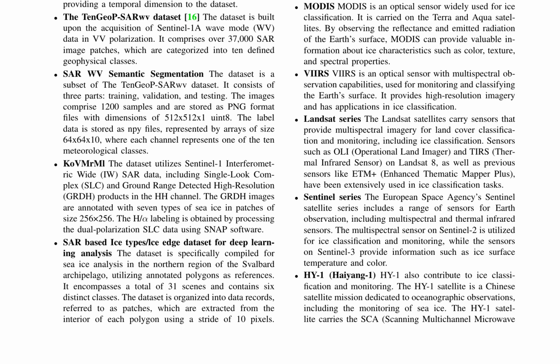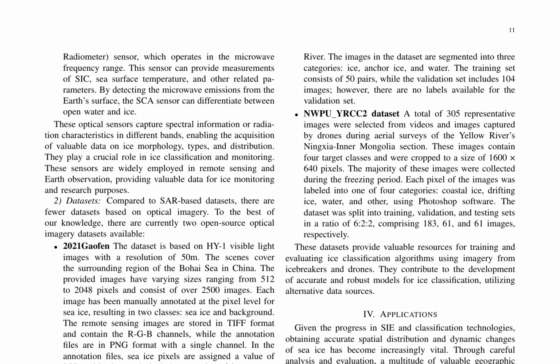In addition to SAR-based datasets, the database also includes optical-based datasets, such as MODIS, VIIRS, Landsat series, Sentinel series, and HY1. These datasets provide valuable information about ice characteristics such as color, texture, and spectral properties, which can be used for ice classification and monitoring. Overall, the compiled database provides a comprehensive resource for the research community, enabling the evaluation and development of new sea ice classification methods. Here is a combined summary of pages 11 and 12.